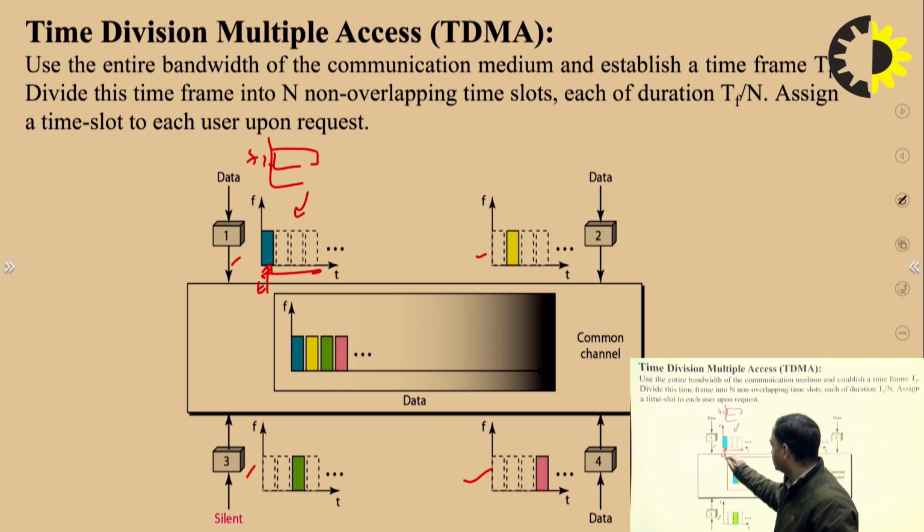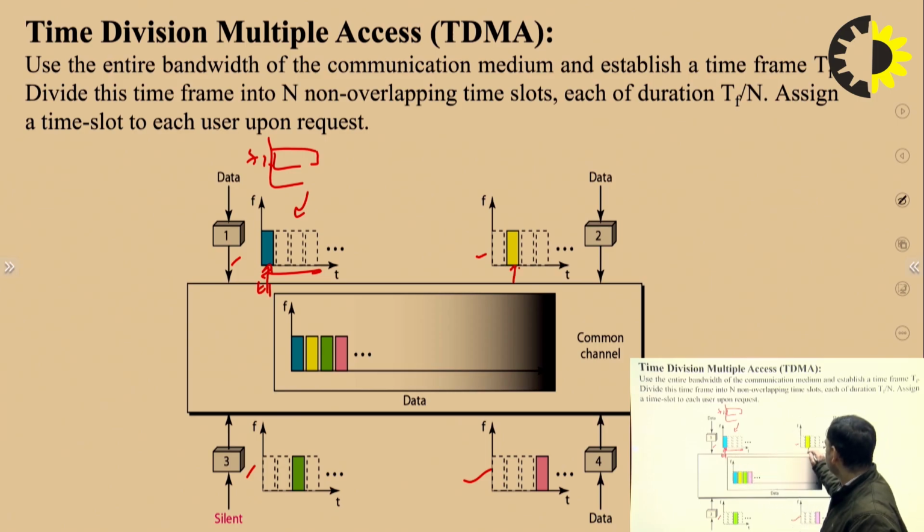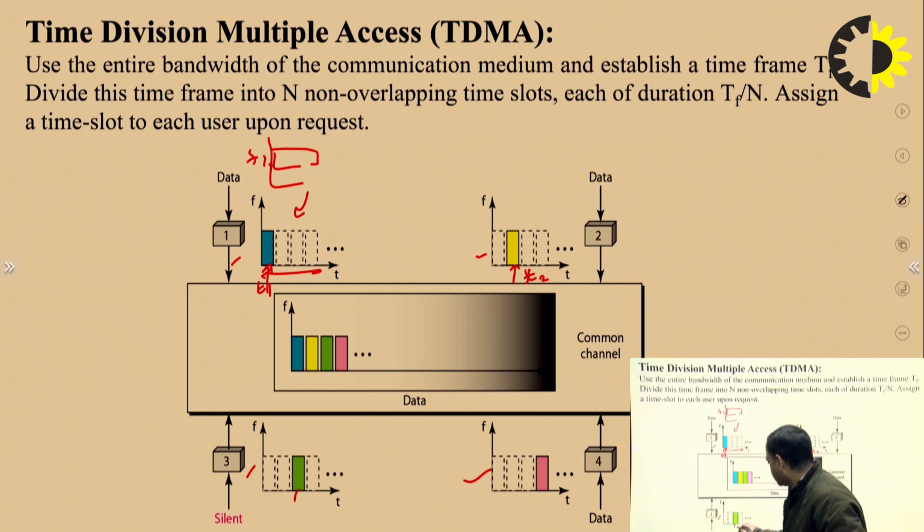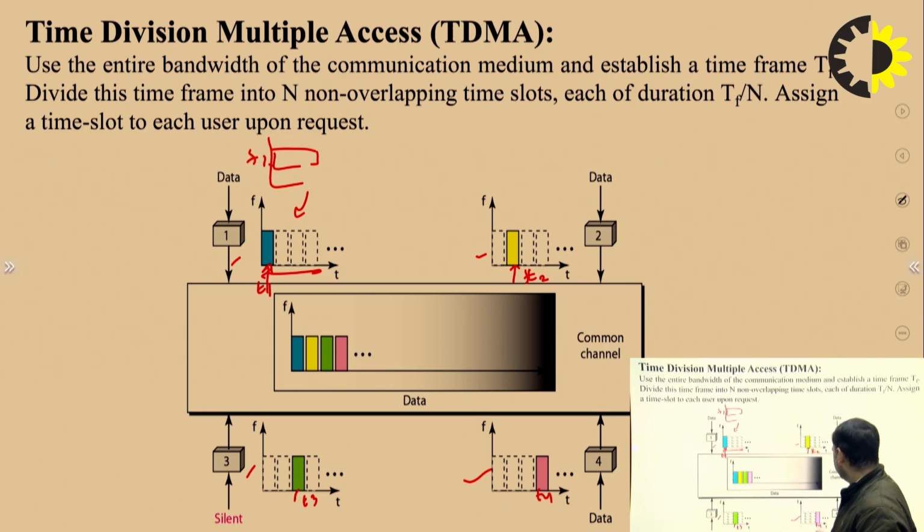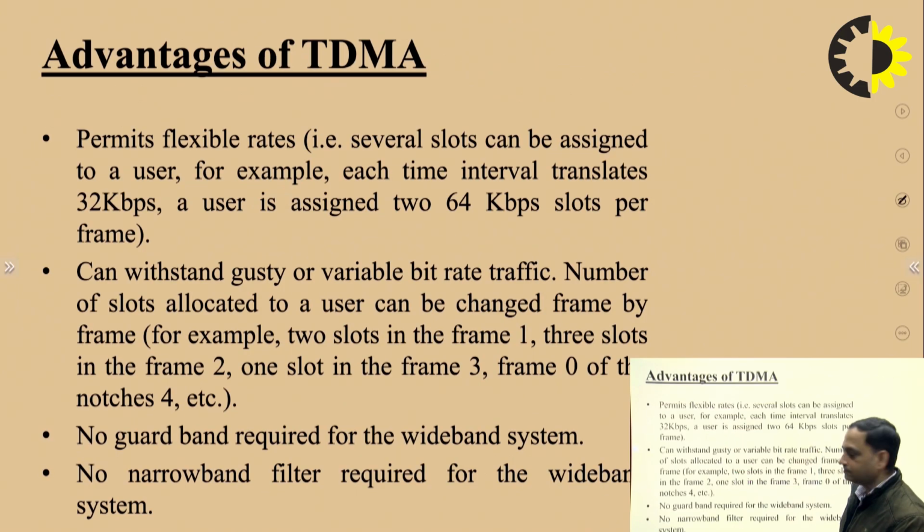So this is slot number 1, T1, this is slot number 2, T2, this is slot number 3, T3, this is slot number 4, T4. So in this way we combine all these time slots and we transmit through the common channels. So, the advantages of this TDMA system.